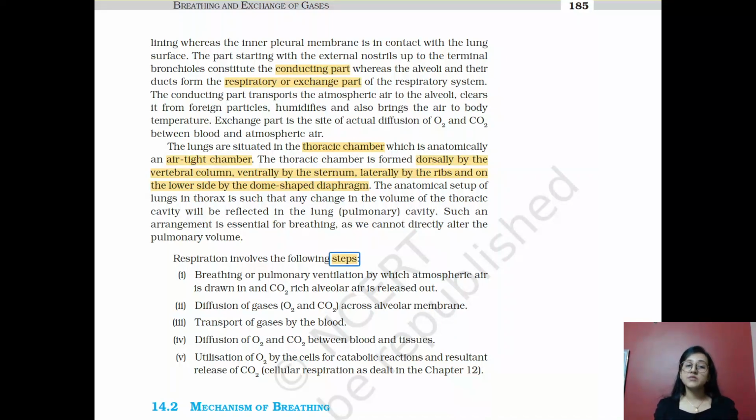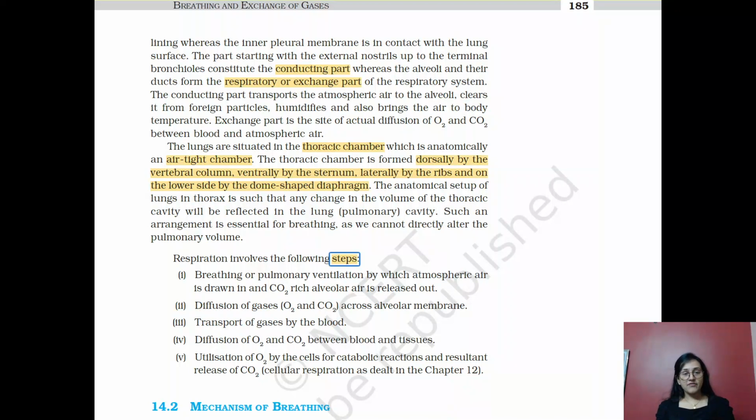In the front it is bounded by the sternum. Lateral portion is lined by the ribs, and on the lower side it is supported by a dome-shaped diaphragm. The anatomical setup of lungs in thorax is such that any change in the volume of the thoracic cavity will be reflected in the lung cavity, which is also known as pulmonary cavity. Such an arrangement is very much essential for breathing, as we cannot directly alter the pulmonary volume.